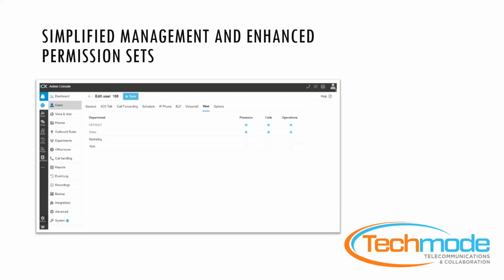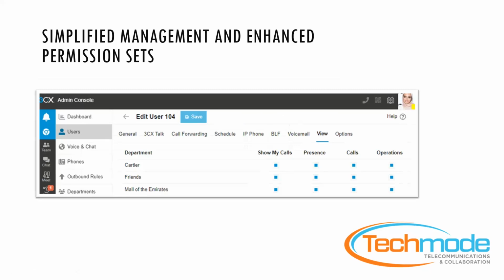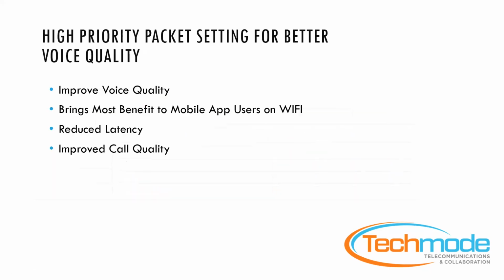And then lastly, there are some high priority packet settings that we've enabled to improve voice quality, especially on busy networks. So mainly beneficial for mobile app users on Wi-Fi. It uses voice packet prioritization, ensuring everything is sent promptly. You can reduce latency and improve the call quality. So if you're a mobile user, you can expect a clearer and more reliable voice experience over Wi-Fi.